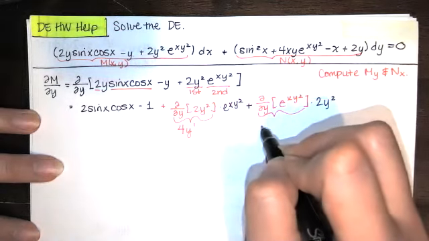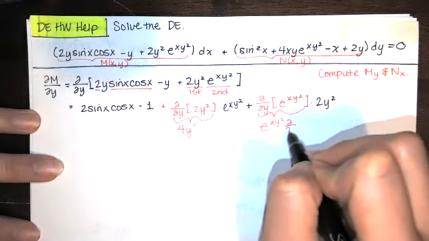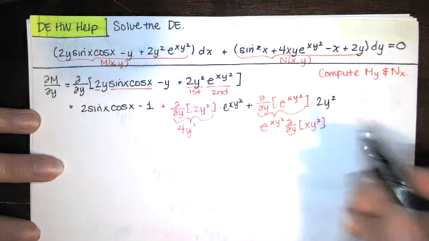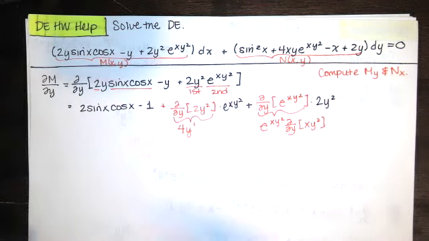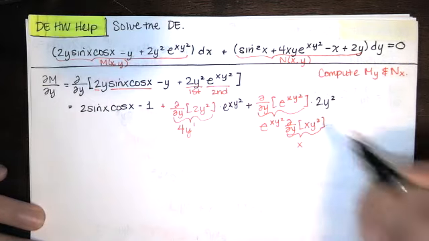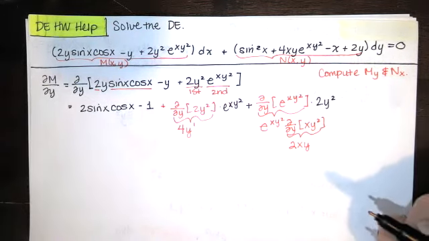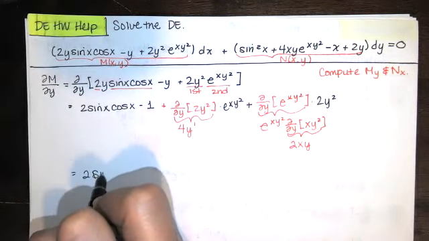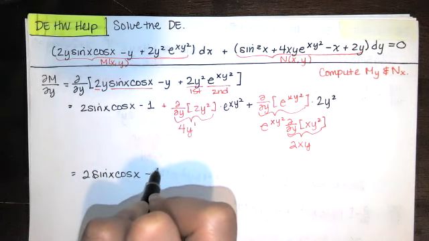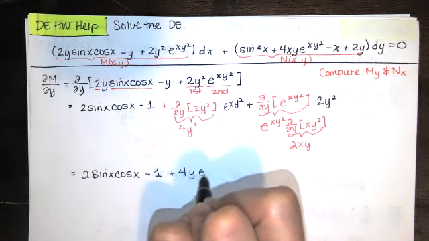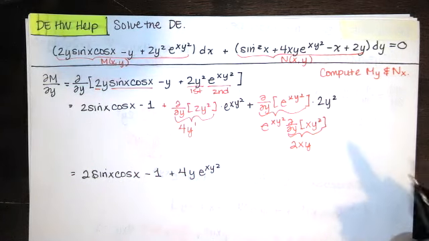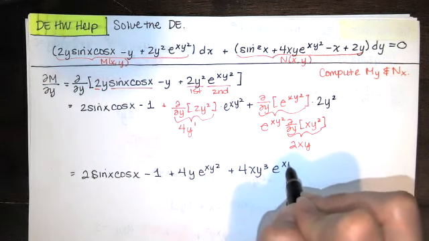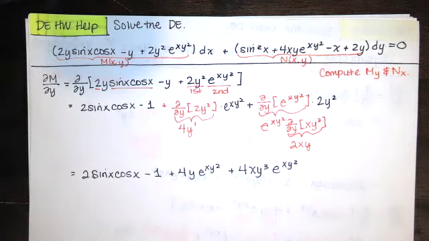The derivative of e to some power is e to that power times the derivative of the inside. And this time the derivative is a partial derivative with respect to y, treating x as a constant. The derivative of this constant times y squared is the constant, in this case x, times the derivative of y squared. So that's the 2 times y to the 1 less power. If we multiply all these together, we get this: 2 sine of x cosine of x minus 1 plus 4y times the exponential. And then you've got 2xy times 2y squared. That's going to be a 4x. Y times y squared is y cubed, times the exponential. That's our partial of M with respect to y.